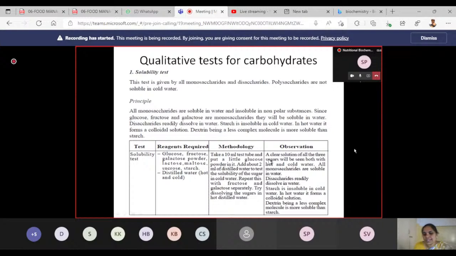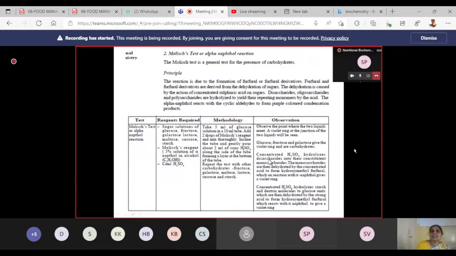So what is the next test you do for carbohydrates? Molisch test. This is in general for all the carbohydrates. All the carbohydrates will answer the test. You can say whether a carbohydrate is present or not, but you cannot tell whether a monosaccharide, a disaccharide or a polysaccharide is present.